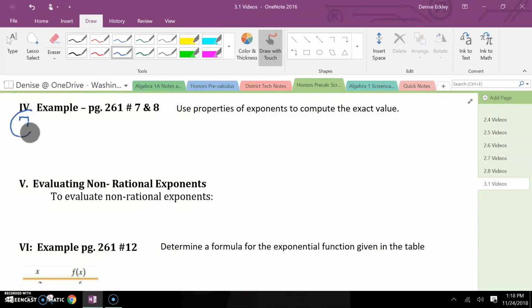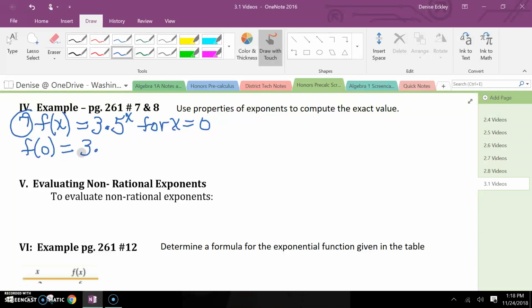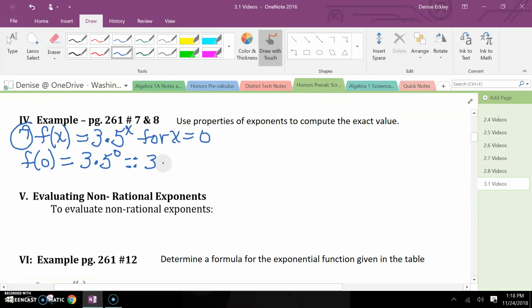So number 7, the function is 3 times 5 to the x power, and they're saying that x equals 0. So we'll do a substitution of 0 into the function. So we have 3 times 5 to the 0. And from our properties of exponents, any base to the power of 0 is 1. So we have 3 times 1, which is 3. So that's the answer to number 7.